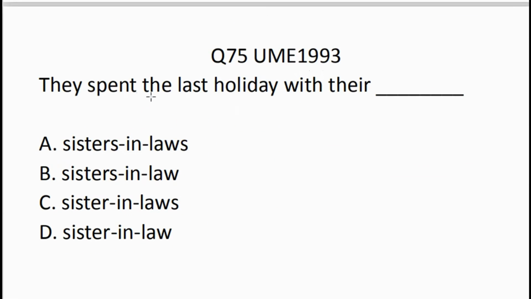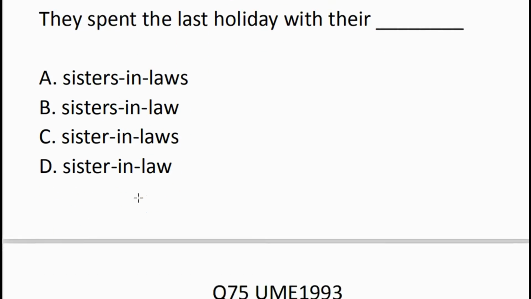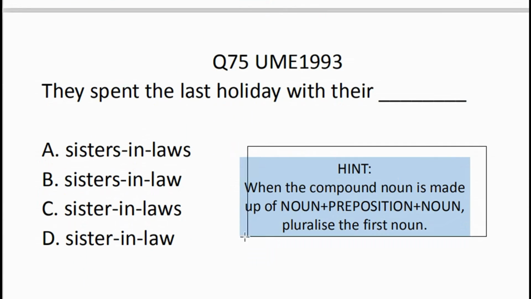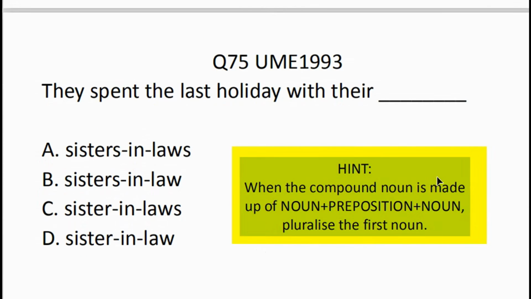They spent the last holiday with their dash. A, sisters-in-laws. B, sisters-in-law. C, sister-in-laws. D, sister-in-law. This falls under that particular rule where we said that when a compound noun is made up of noun plus preposition plus noun, then we pluralize the first noun.